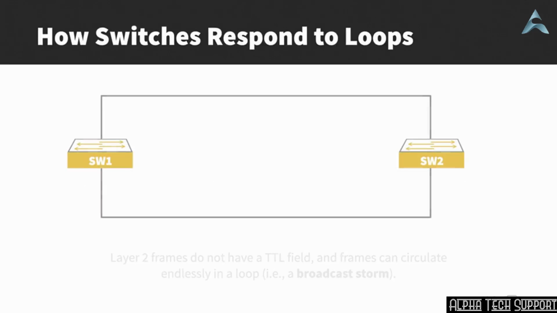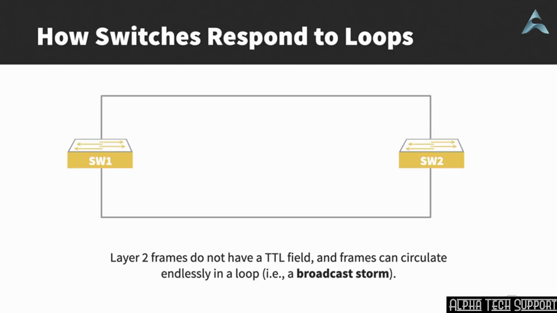Unfortunately, we don't have the luxury of a TTL value with a switch. With a switch, it is possible that a frame will endlessly circulate when we have a topological loop like we see here. Imagine that we had a broadcast that a switch is sending out. Remember that a switch is going to flood a broadcast out of all ports other than the port on which it was received.